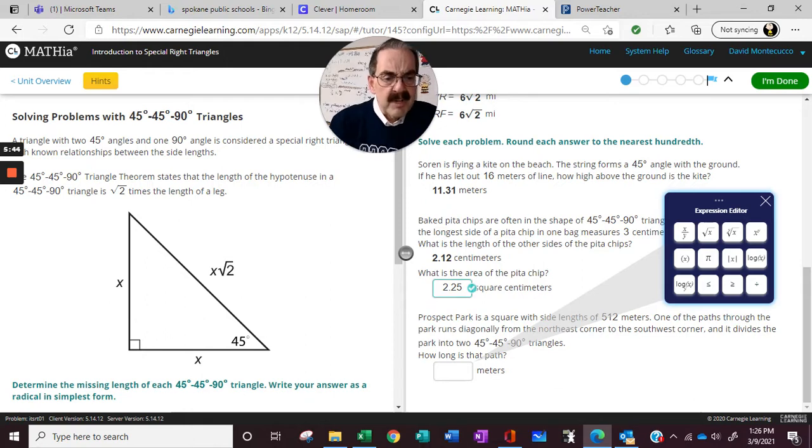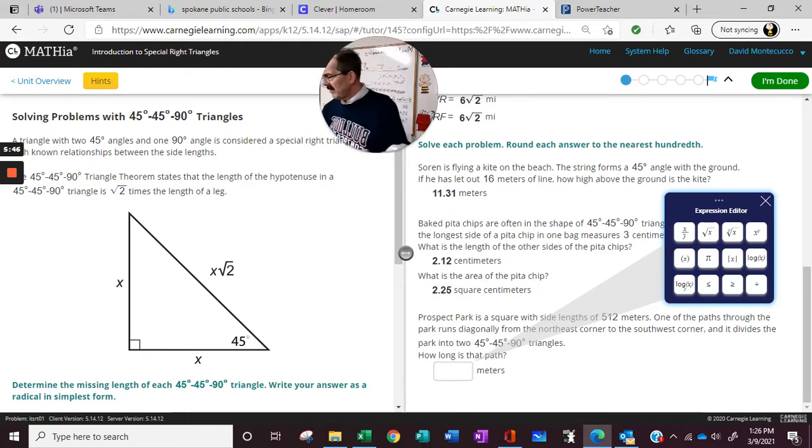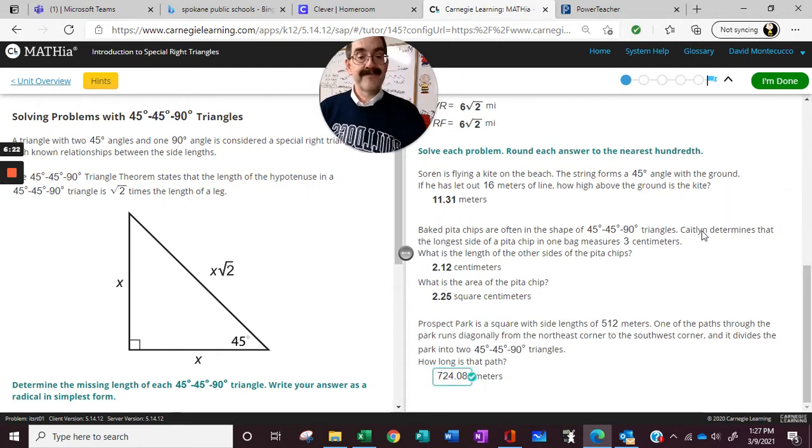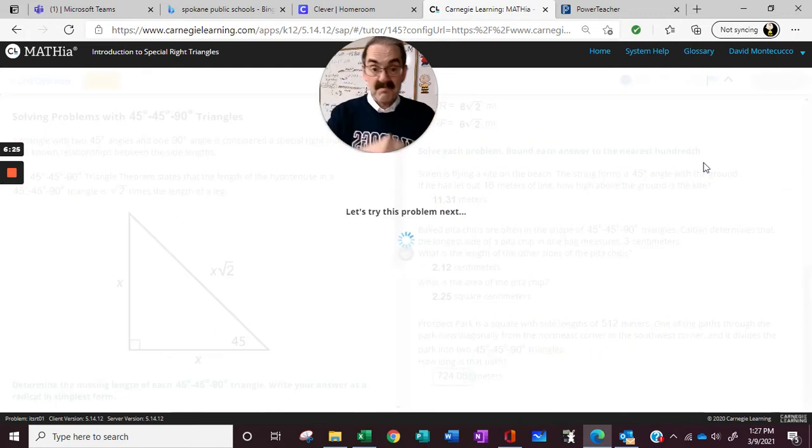Now the prospect area has side lengths 512 by 512. A path runs diagonally through the northeast corner to the southeast corner, dividing it into 45, 45, 90. How long is the path? If this is 512, we multiply by radical 2. So 512 radical 2. Isn't that cool?